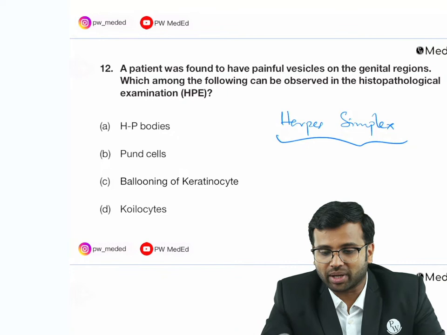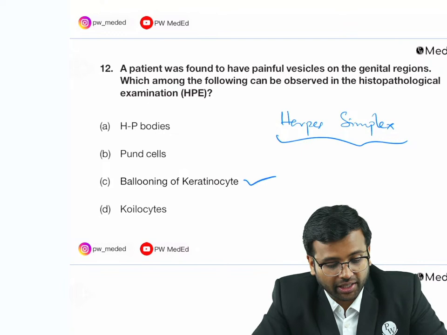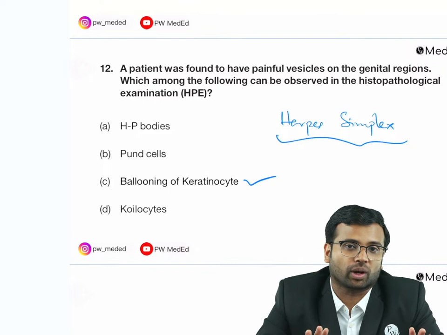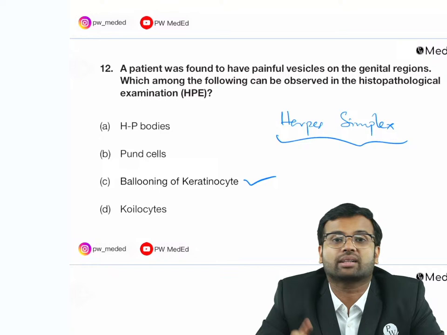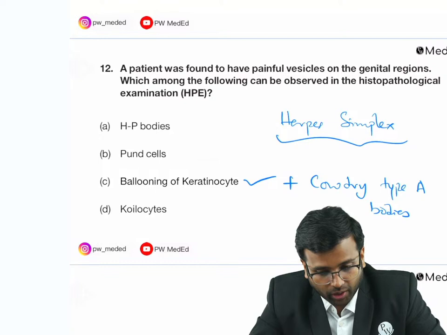So many of you are answering it right. That is ballooning of keratinocytes. Excellent. So what happens in herpes simplex? The histopathology of herpes simplex will always show ballooning of keratinocytes, and Cowdry type A bodies can also be seen.